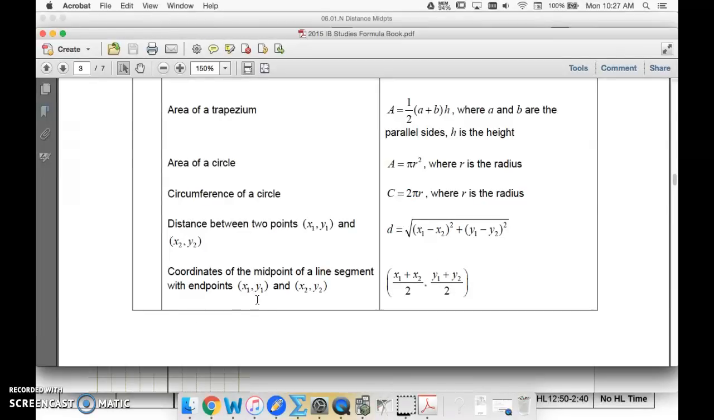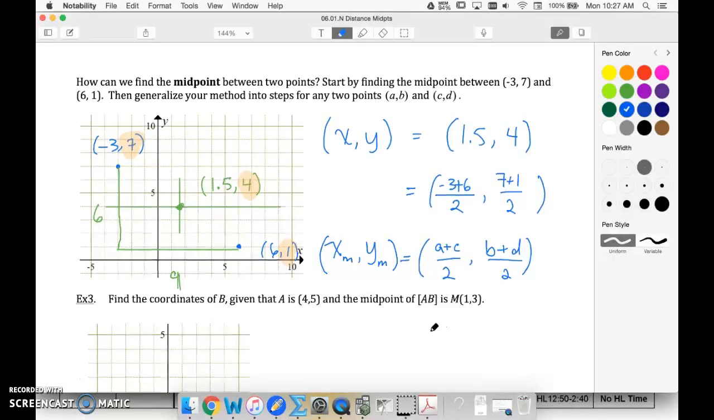And sure enough, if we look in our formula booklet, coordinates of the midpoint, here's the endpoints, x1, y1. So this is first point, second point. Add the x's, divide by 2. Add the y's, divide by 2. So that's how I find the midpoint between 2 points.